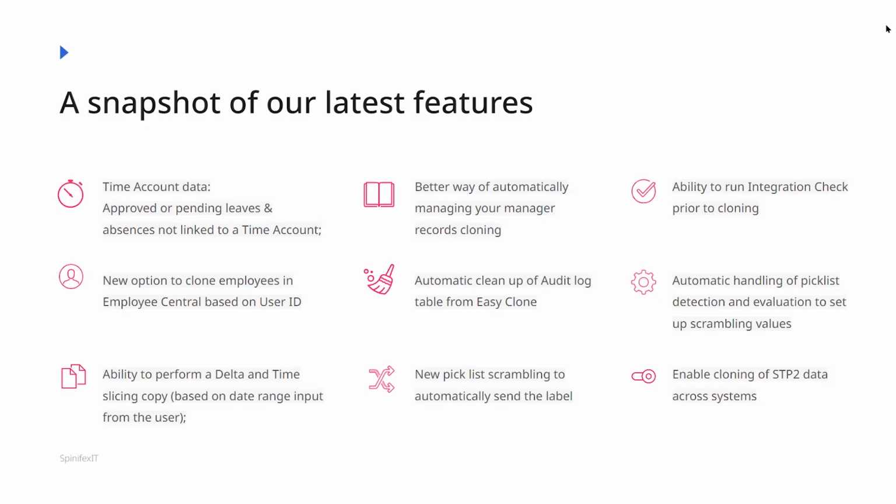A better way of automatically managing your manager's records for cloning has also been introduced. An automatic cleanup of the audit log table from EasyClone. New pick lists around scrambling, so you can actually send the label. And the ability to run an integration check prior to cloning. This one's really important. We're seeing a lot of benefit to our clients around doing that quick integration check to make sure that the system's not going to shoot out any errors, given you might have had configuration changes occur. And some easy cloning on the STP2 data across the system.